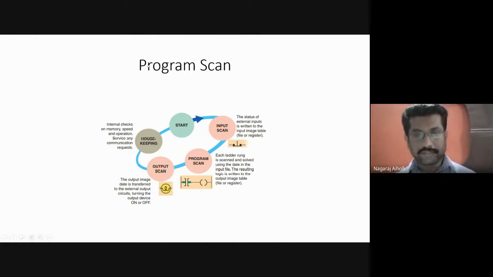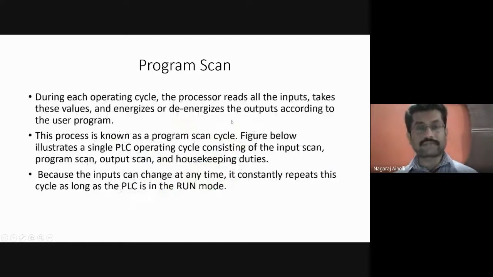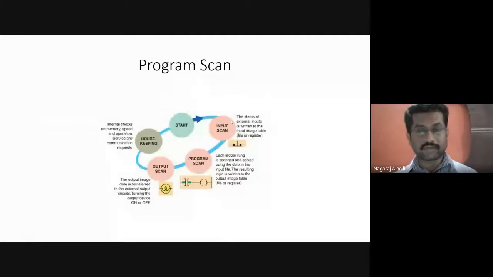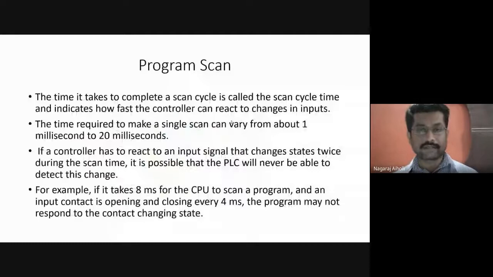So this diagram is important. Whenever you are asked to write about the program scan, you will have to draw this diagram and then write the various points on the program scan. The time taken to complete a scan cycle is called the scan cycle time. It takes about 1 to 20 milliseconds to complete one scan cycle. To complete one scanning operation, it takes 1 to 20 milliseconds.